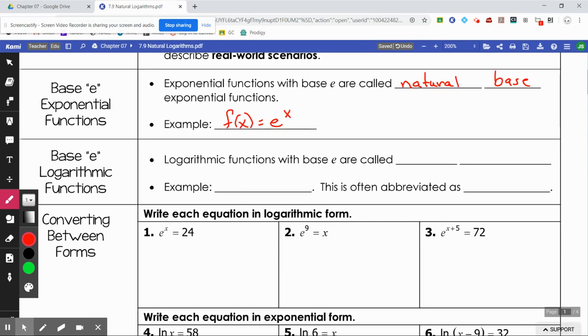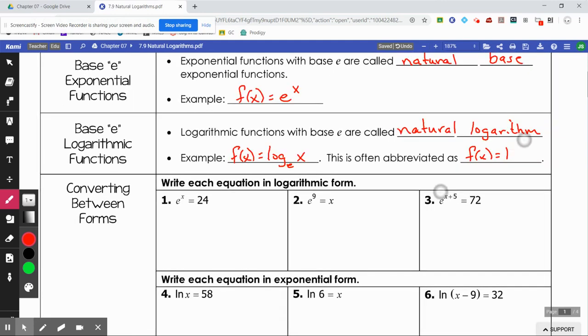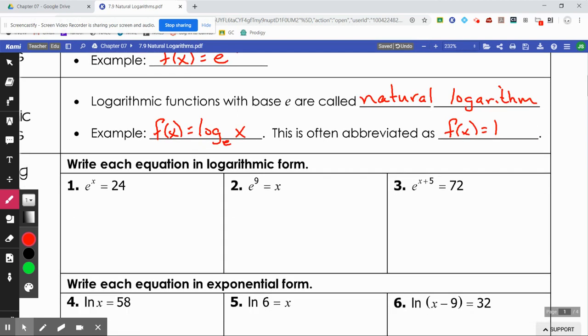Base e logarithms. Logarithm functions with a base of e are called natural logarithms. Example: f of x equals the log base e of x. However, this is often abbreviated as f of x equals ln x. Anytime you have a log of base e, the natural logarithm, we call it the ln of x. And if there's no number down there, it's understood that e is the base.